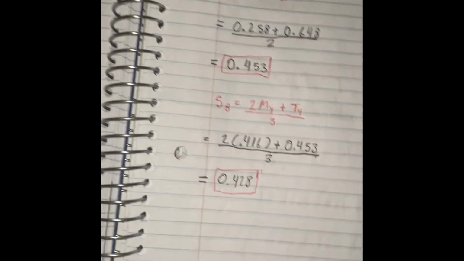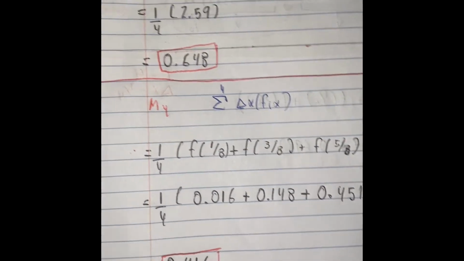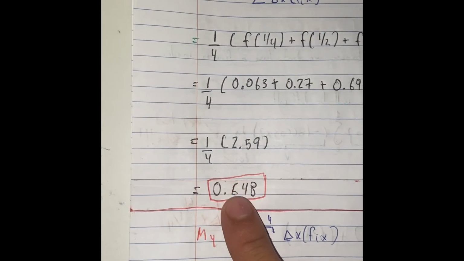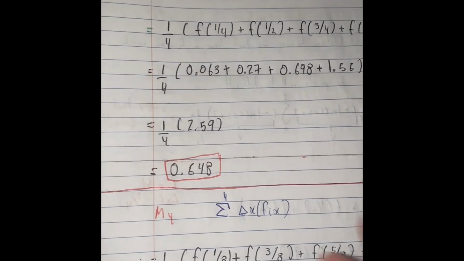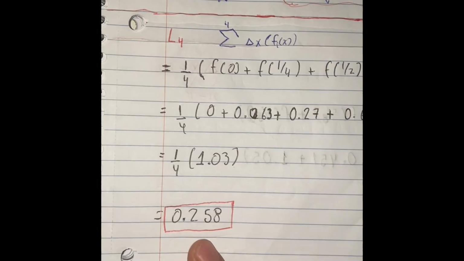And that means that the trapezoid is an overestimate. The midpoint is an underestimate. The right side is an overestimate. And the left one is an underestimate.